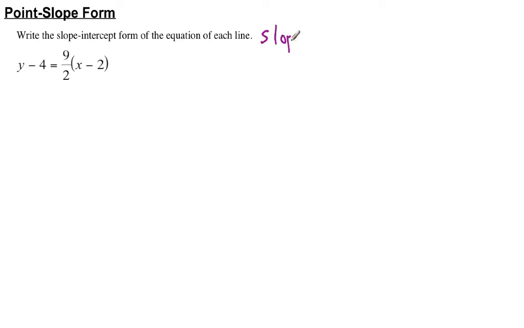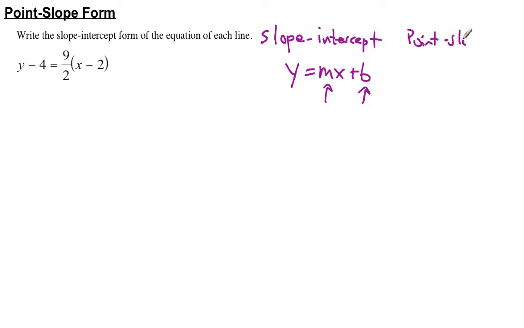Remember, slope-intercept is like y equals mx plus b, okay, where m is the slope and b is the y-intercept. Point-slope form is where you just use a single point and a slope. So what we do is we say this is y minus y1 is equal to the slope times x minus x1. Okay, with the point x1 and y1.